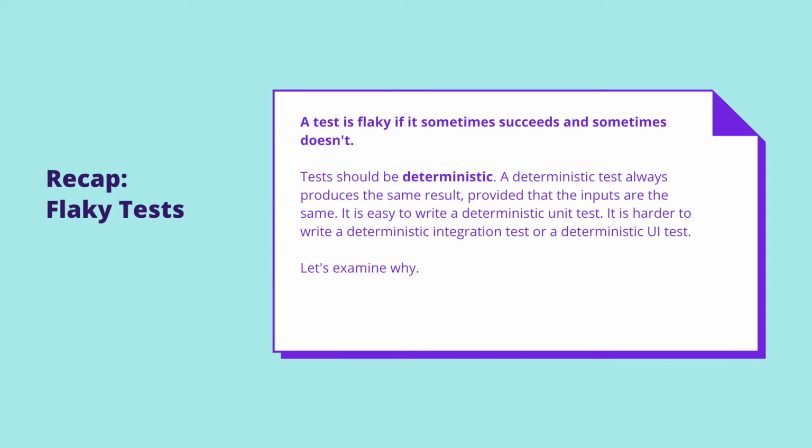Okay, let's talk about flakiness. A test is flaky if it sometimes succeeds and sometimes doesn't. For some reason, this is common with UI and integration testing. Why? Well, when we're writing our tests, it's important that they have a key property, that of determinism. Given the same inputs, a deterministic test will always output the same results.